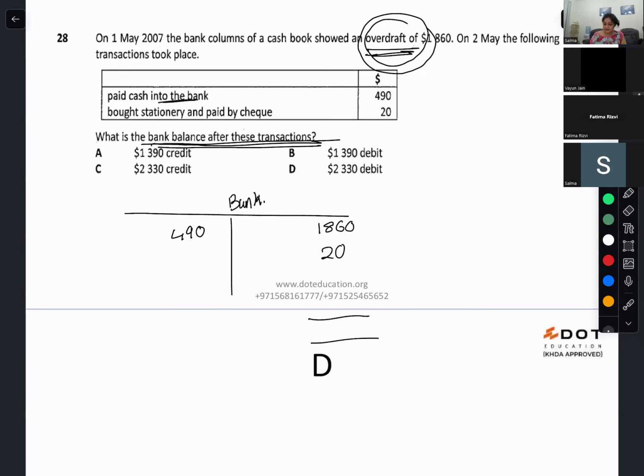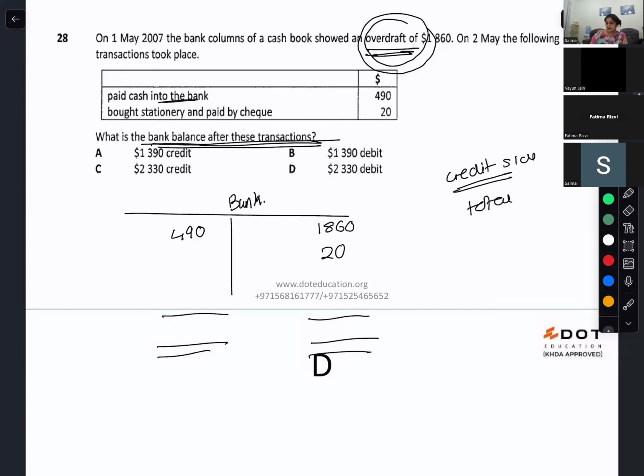So the total of which side is more? Credit side is more. Credit side total is more. That means it will be an overdraft or a normal balance.